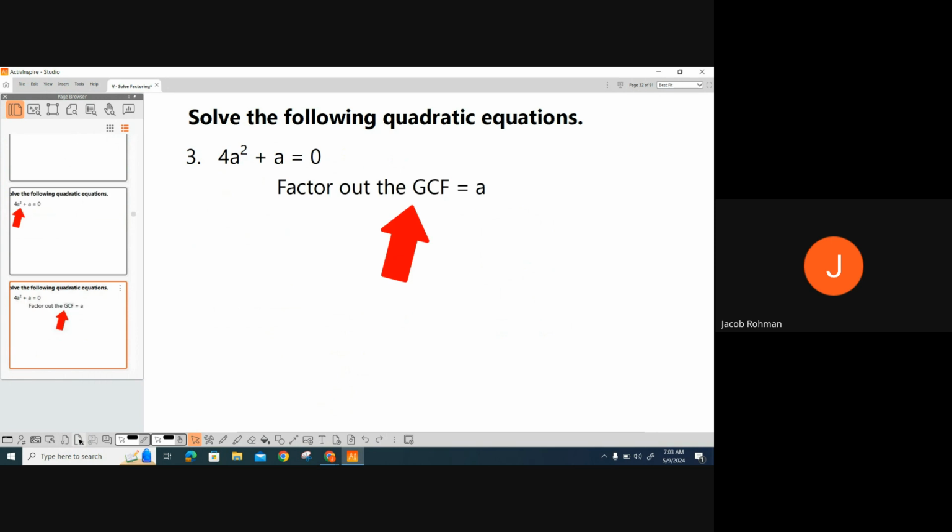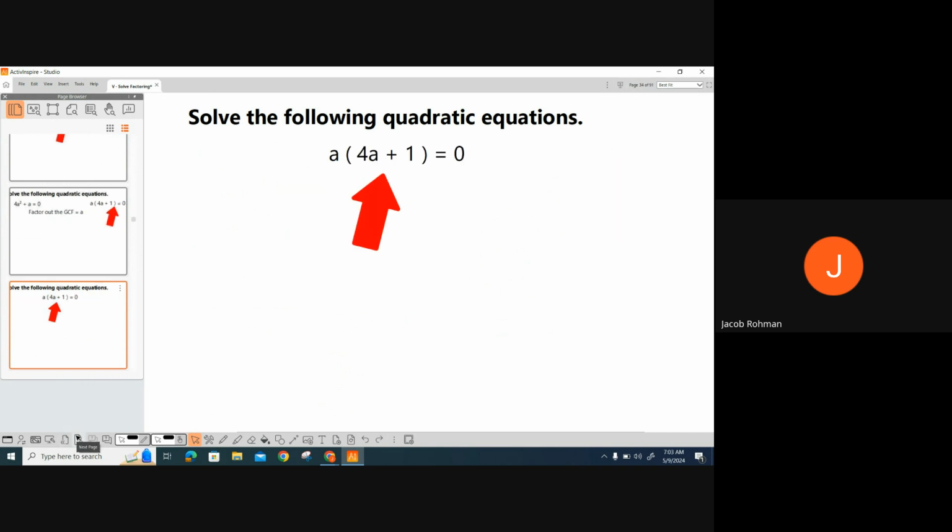So we're going to do that by starting with factoring out the GCF. And the GCF here is a. So when I do that, I'm going to have a times the binomial 4a plus 1. Now, I can say that those two are factors that multiply to equal 0. So a is a factor and 4a plus 1 is a factor. So let's set them both equal to 0, because we know that either one of those or both of them are equal to 0. Well, it's pretty obvious here that a is equal to 0.